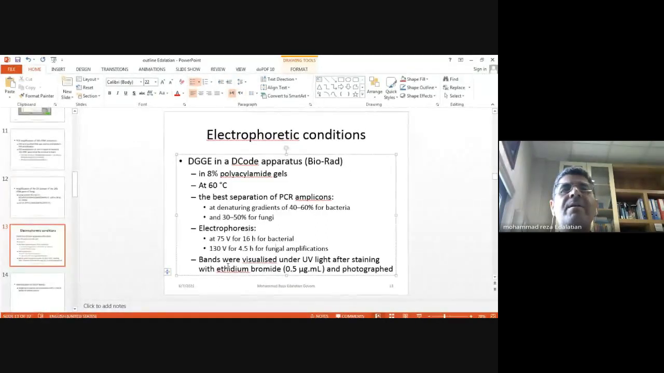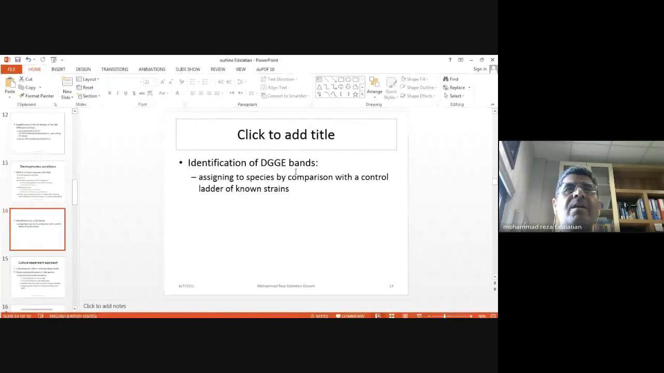And finally, bands were visualized under UV light, under ultraviolet light, after staining with ethidium bromide and photographed. And finally, we can see the picture of the bands in the gel.